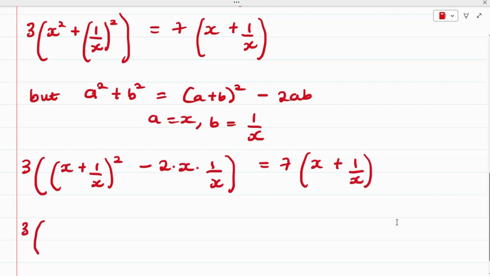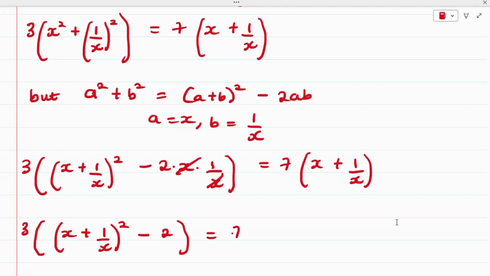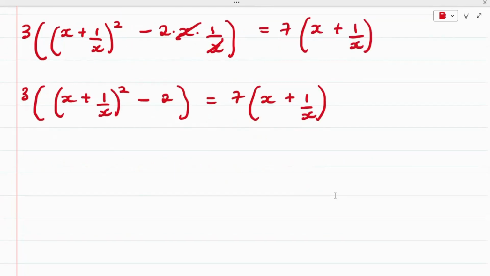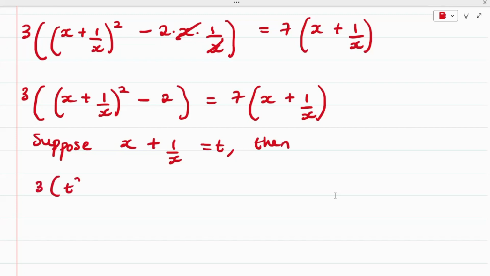So we have 3 multiplied by x plus 1 over x all squared, minus this. We cancel out this, so we have 2 multiplied by 1 is 2, which is equal to 7 multiplied by x plus 1 over x. Alright, so at this point we want to say, suppose that x plus 1 over x is equal to t. Then we have 3 multiplied by t squared minus 2, which is equal to 7t. Alright, open up the brackets, we have 3t squared minus 3 multiplied by 2 is 6, is equal to 7t.